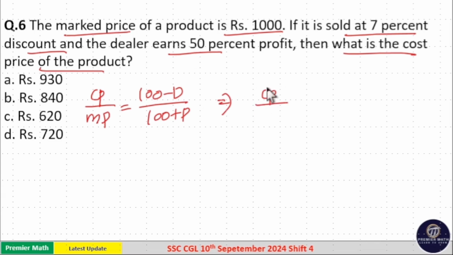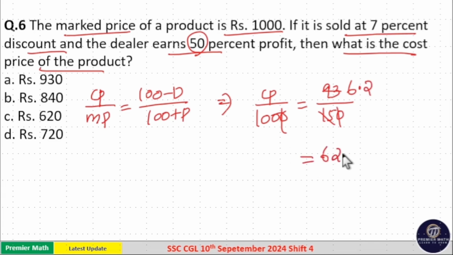Now here we have to find out the cost price. So CP by mark price, which is 1000, is equal to, here discount is 7%, so 100 minus 7 is 93, and here profit is 50, so 100 plus 50 is 150. Now 0 cancel, 15 goes 6 times in 90, remaining 3. So 15 goes 2 times in 30. 6.2 into 100 is equal to 620. So CP is equal to 620. Option C is your answer.